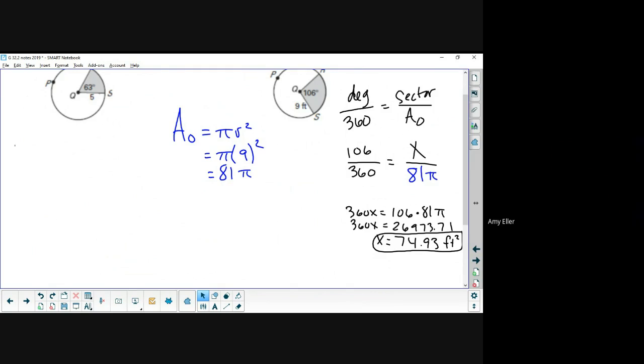Questions on this one? Let's see. 74.93 feet squared is the area of the sector that's shaded. How did you put the 81 pi and 106 into the calculator? So I just typed it kind of like it looks, 106 times 81 pi to get that 26973.